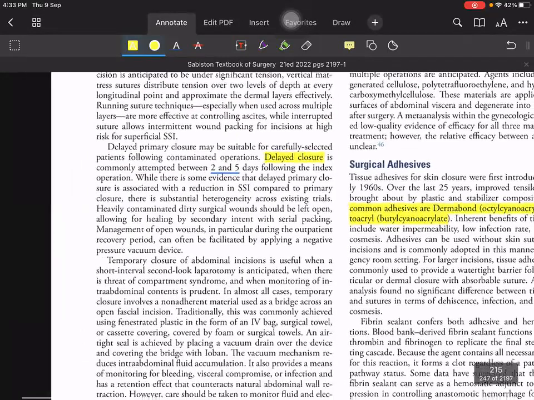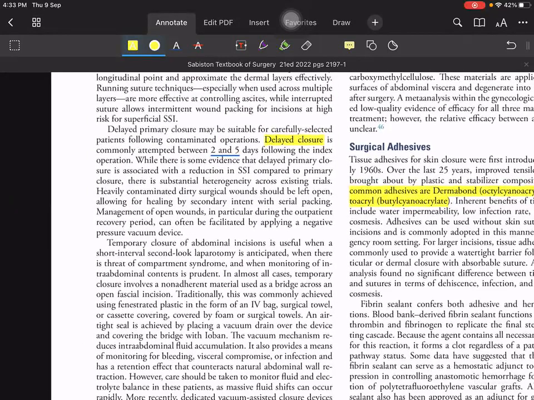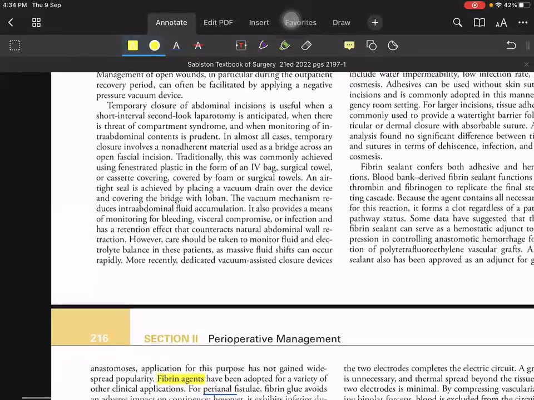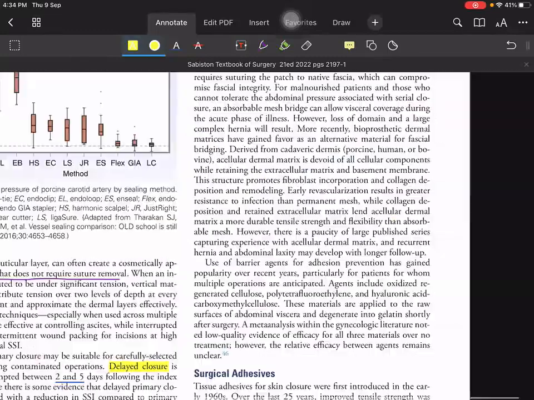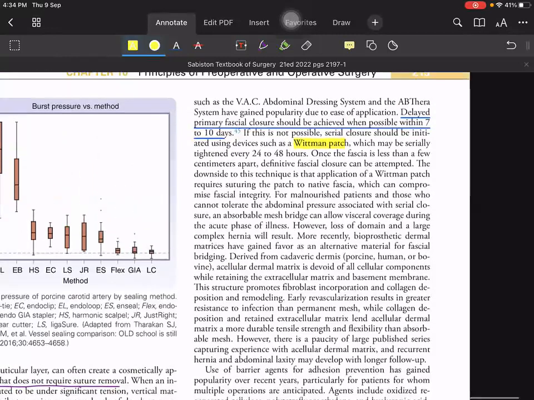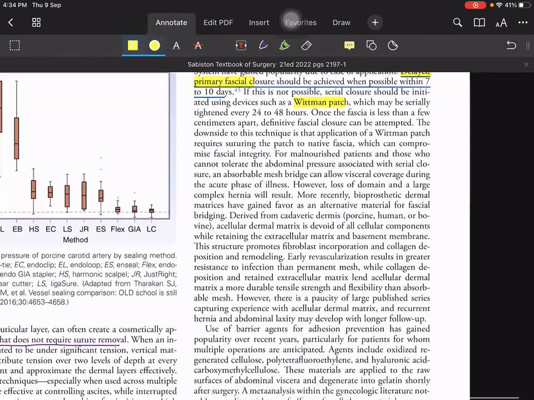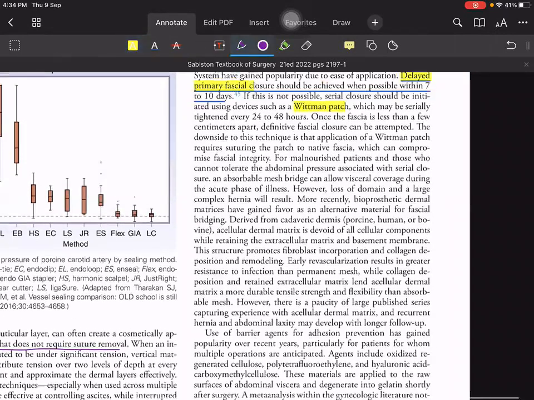And delayed closure. Delayed closure is commonly attempted between 2 and 5 days. We already know what is a primary closure, delayed closure, and all. So delayed primary fascial closure, how many days? Delayed primary fascial closure means that it should be achieved within 7 to 10 days.